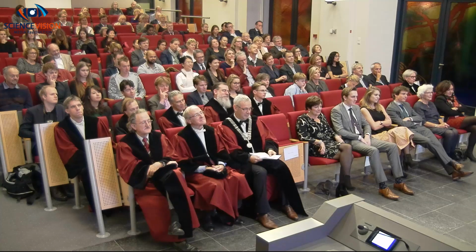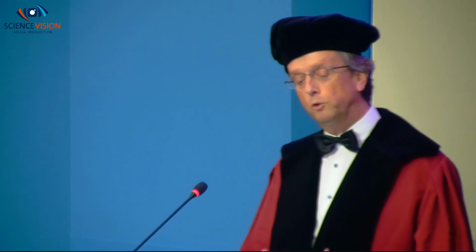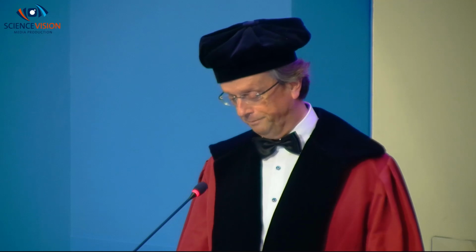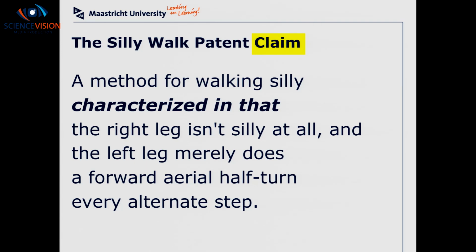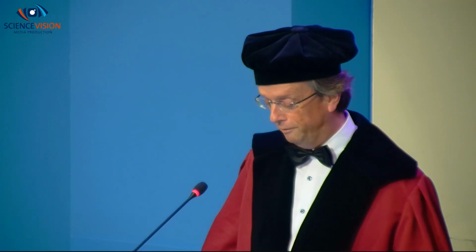If you read this as a third party, you might wonder, what is a forward aerial half turn? Therefore, the patent contains drawings or pictures here, so a third person can figure out, okay, it probably looks a bit like this. And then the third element of that patent is the claim. And the claim for this patent would read, a method for walking silly, characterized in that the right leg isn't silly at all, and the left leg merely does a forward aerial half turn every alternate step.